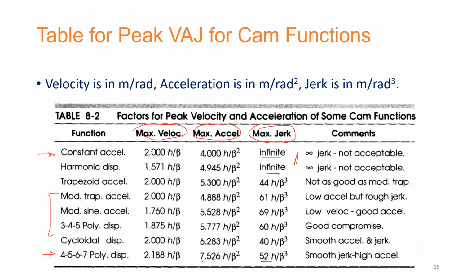Potentially you can see that a good compromise is reached over here in case of 3, 4, 5 polynomial displacement, where you can have a trade-off between the maximum values corresponding to velocity, acceleration, and jerk. So sometimes it would be advisable to compare these velocity, acceleration, jerk values side by side with each other in order to reach a final conclusion.